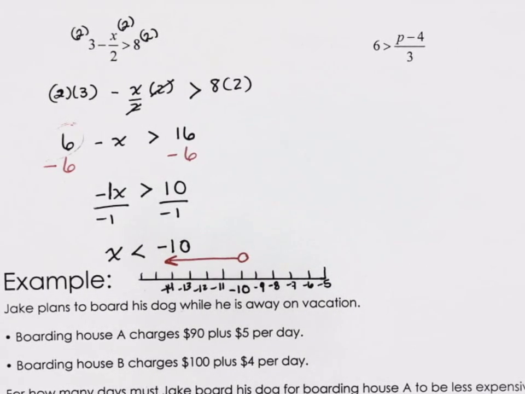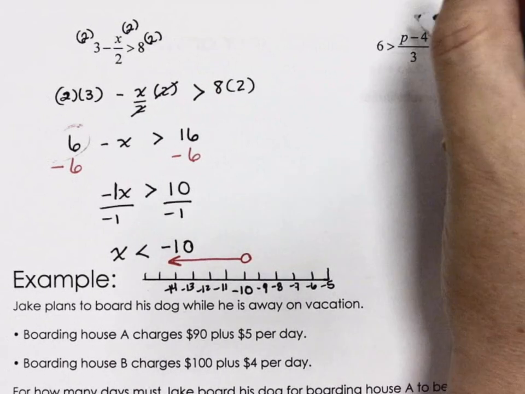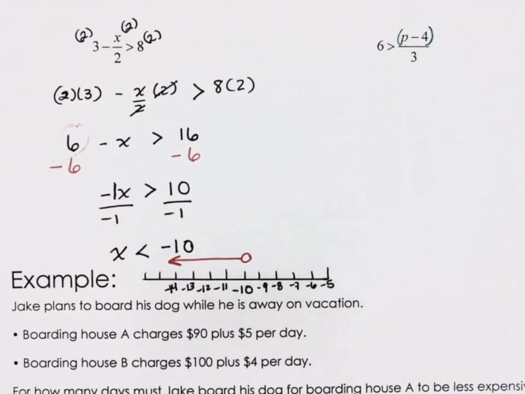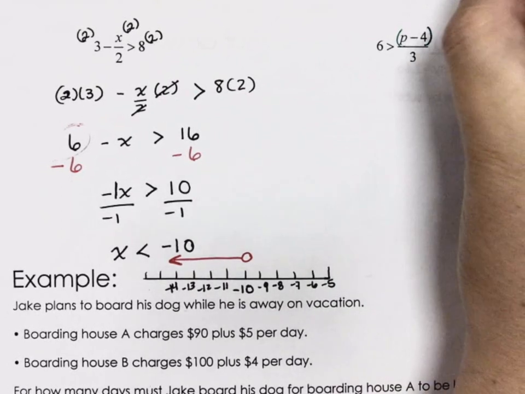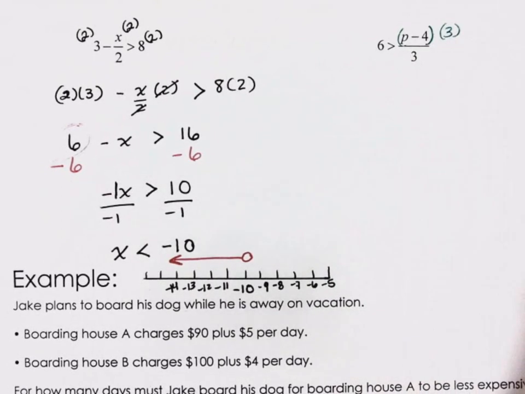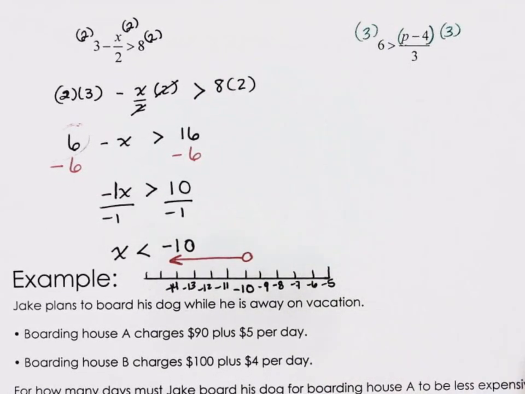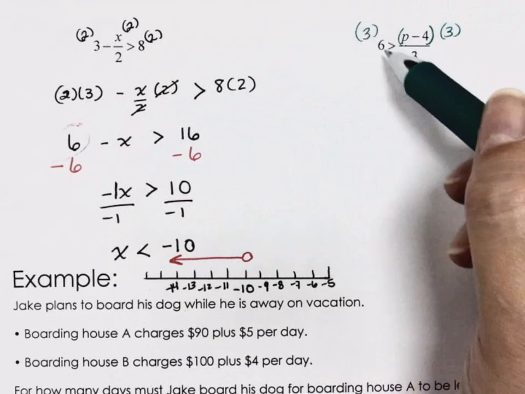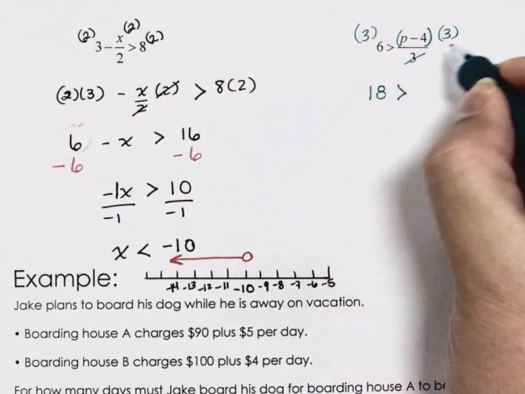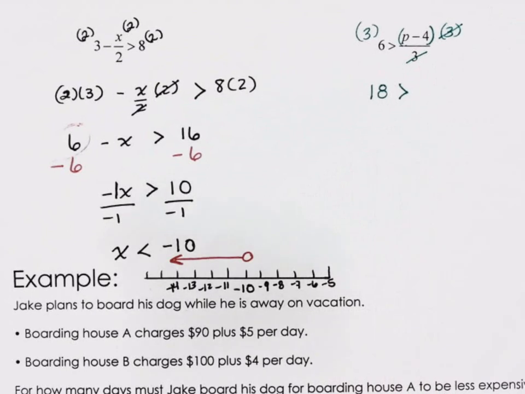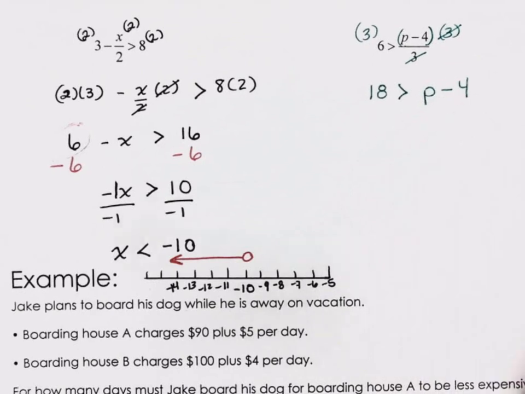All right, here we go. Okay, so now this whole thing is divided by 3. So it's like saying there's a bracket around that, an invisible bracket. If we're going to divide by 3, we've got to multiply this side by 3, and whatever we do to this side, we've got to do to the other side. So 3 times 6 is 18. 18 is greater than, and those 3's cancel each other out. So P minus 4.